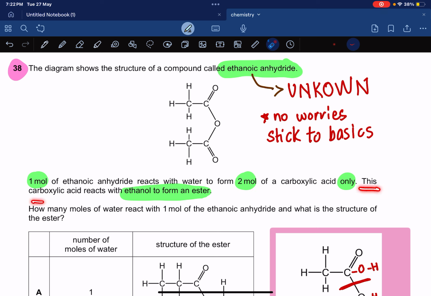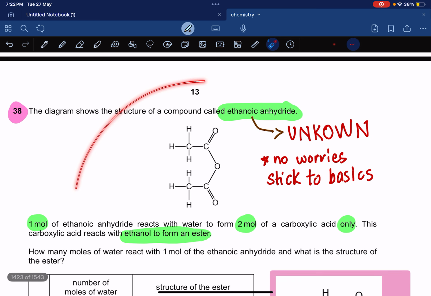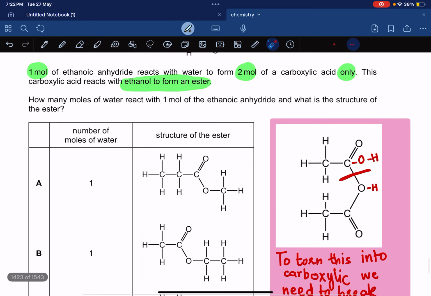This carboxylic acid reacts with ethanol to form an ester. How many moles of water react with 1 mole of ethanoic anhydride, and what is the structure of the ester? So this is a difficult question. Try to solve it yourself first, and if you figured out the answer, now let's discuss the correct answer.